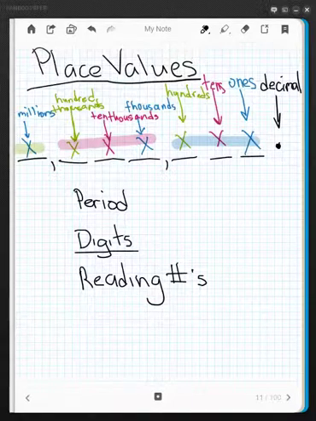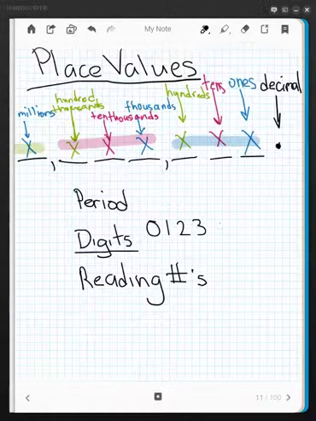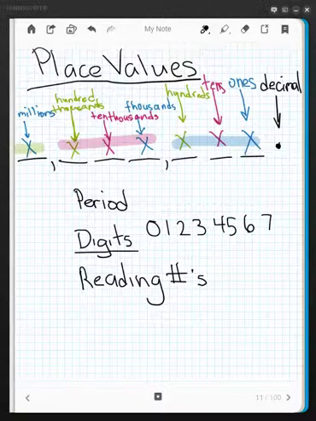Directly to the left of the ones place value is the place value that we call the tens, and directly to the left of that place value is called the hundreds. Now, in order to create numbers in our numbering system, we use the digits. The digits are the numbers 0, 1, 2, 3, 4, 5, 6, 7, 8, and 9. And we use these digits in these place values to create different numbers.